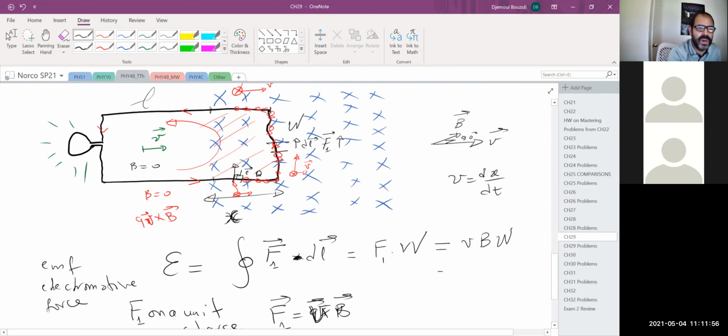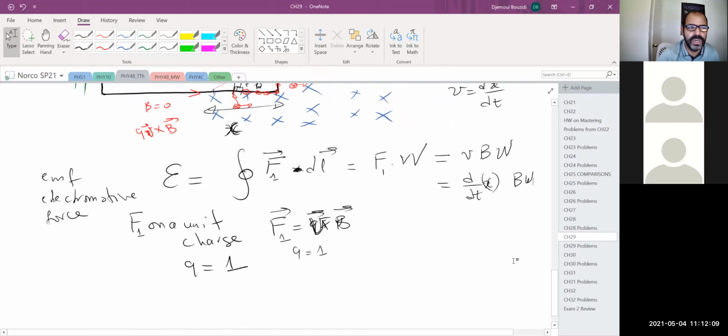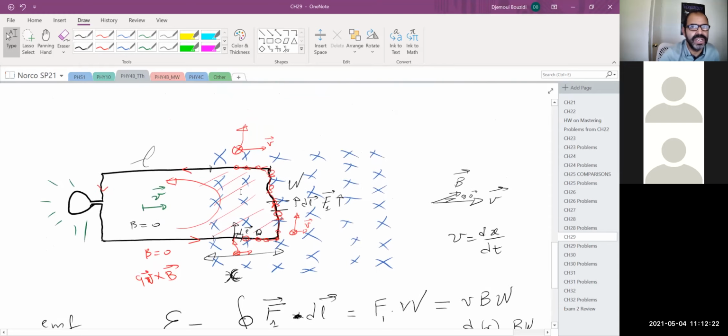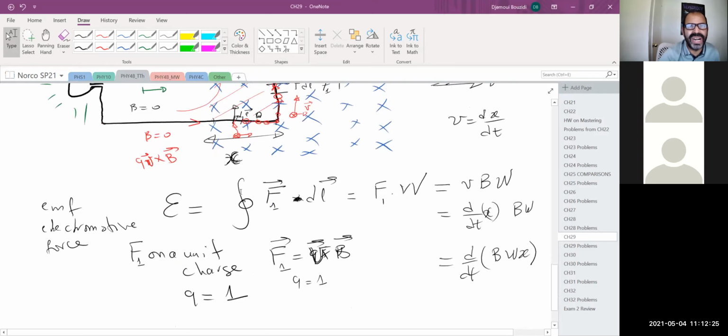But V, if you remember, is just the derivative with respect to t of x times BW. And B and W are constant. Both of them are constant. The wire is not changing shape, and the magnetic field is not changing in magnitude. So I'm going to pull them inside and write this as the derivative with respect to time of just B times W times X. And W times X is this area, the shaded area in red. That is the crossover area. That is the overlap area.